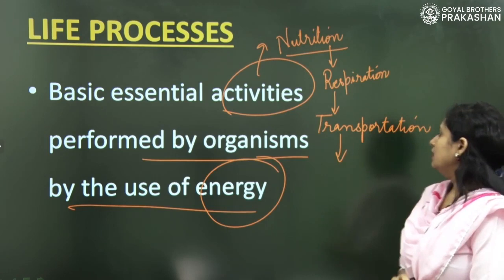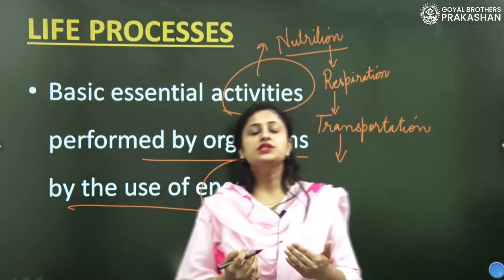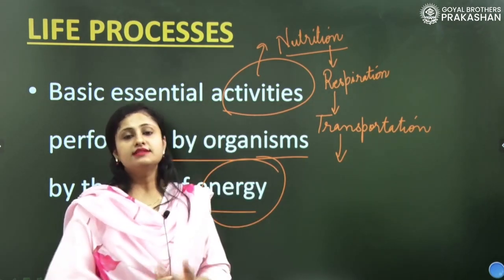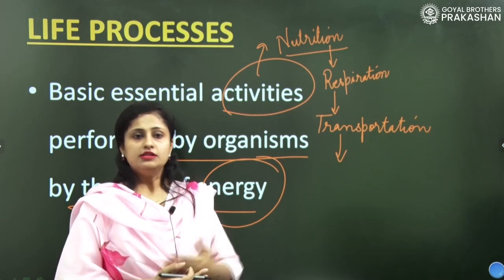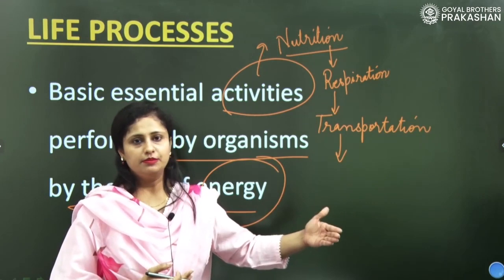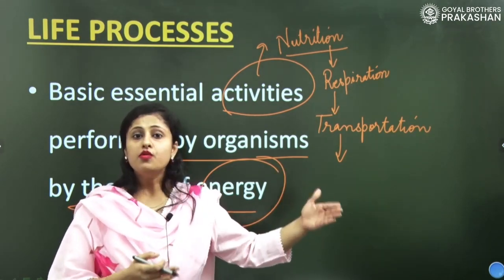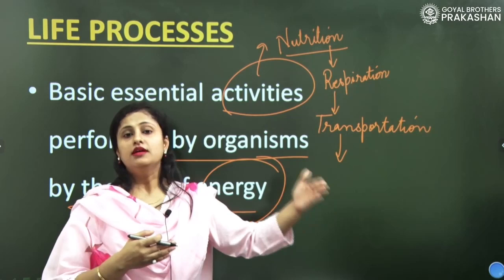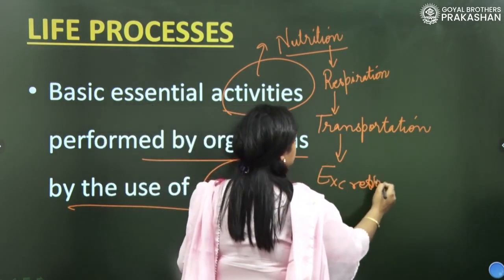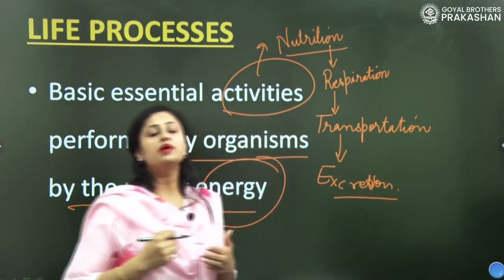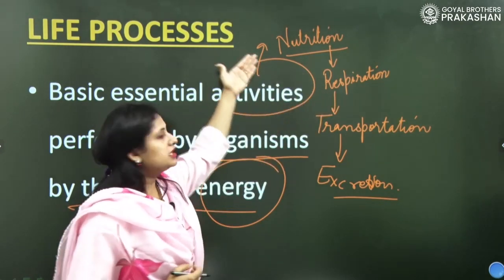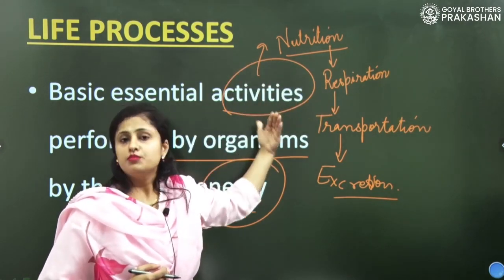Next, after transportation of various food molecules or nitrogenous waste or some respiratory gases like oxygen and carbon dioxide, some byproducts are removed from our body, and that process of removal of waste or byproducts is known as excretion. So basically excretion is the removal of waste products from our body. In this way you could see one process is dependent on another process.